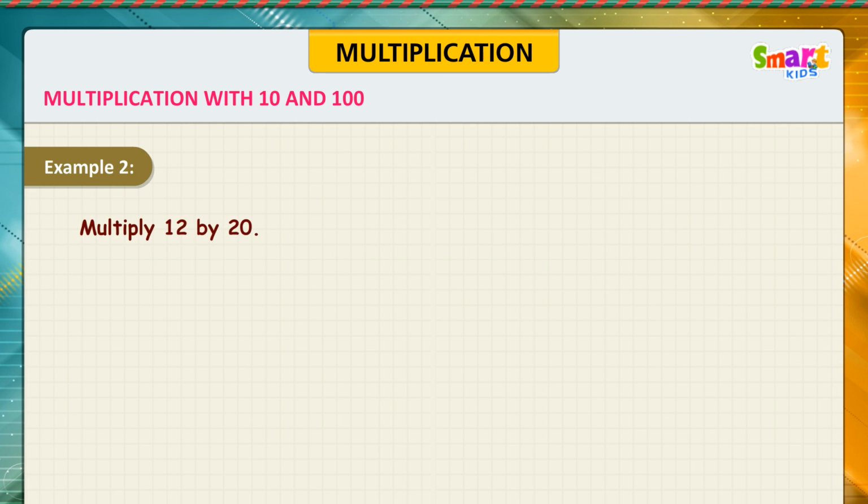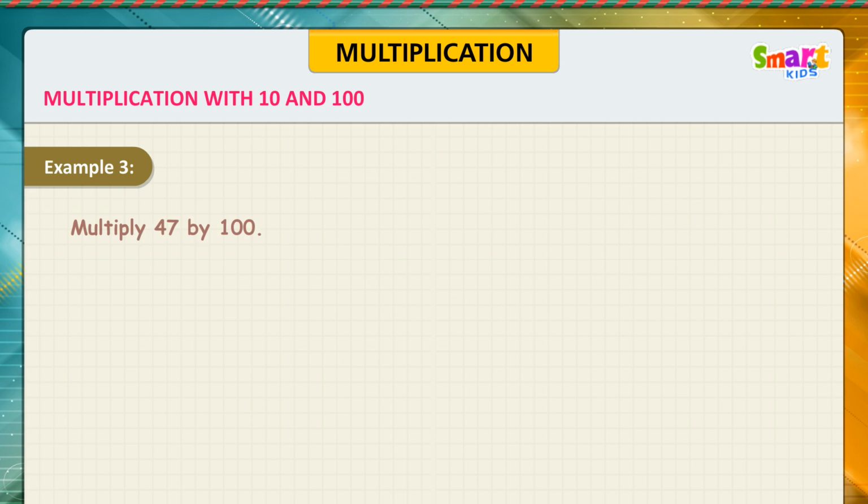Example 2. Multiply 12 by 20. 12 into 20 is equal to 12 into 2 tens is equal to 24 tens is equal to 240.